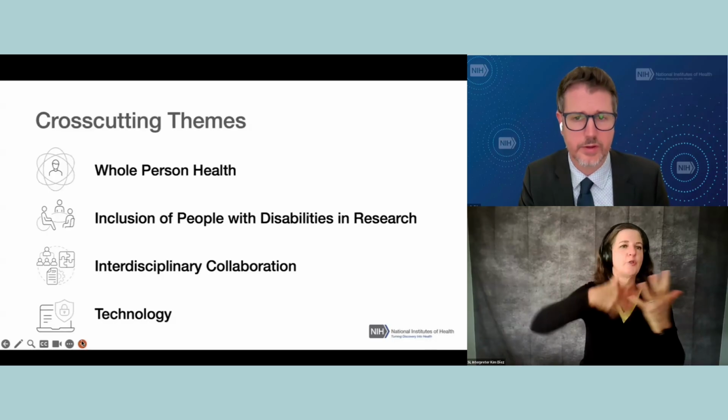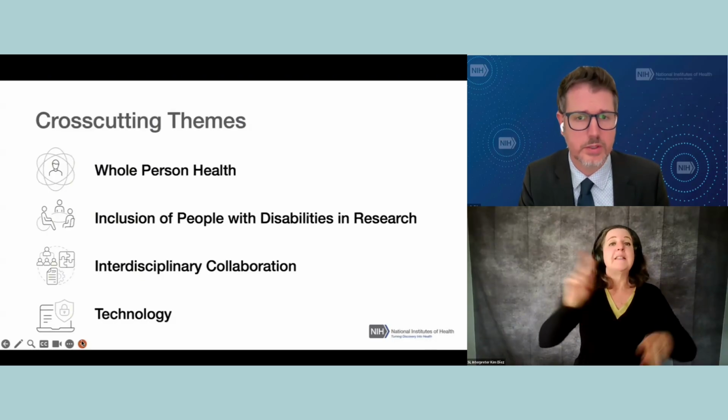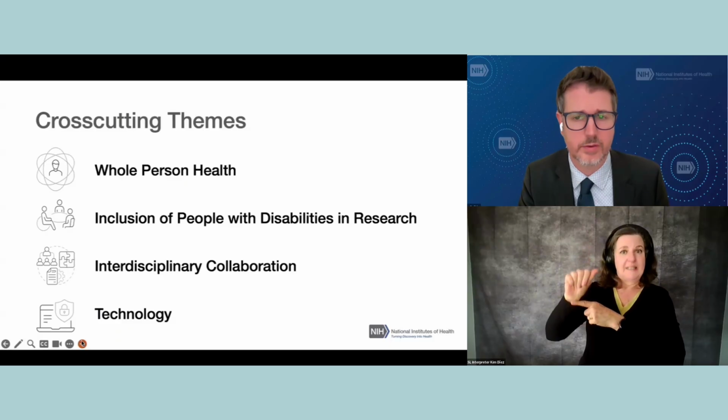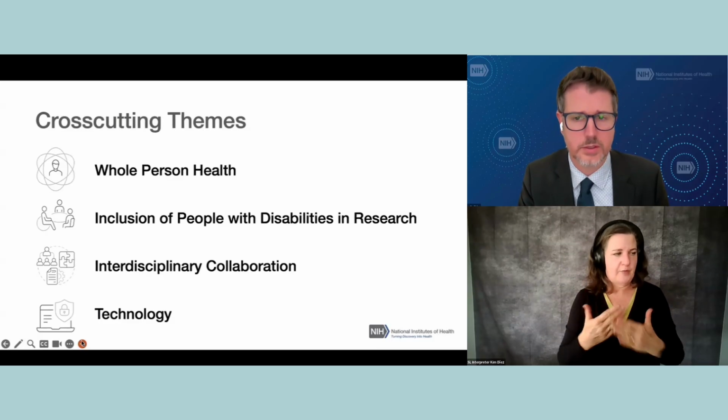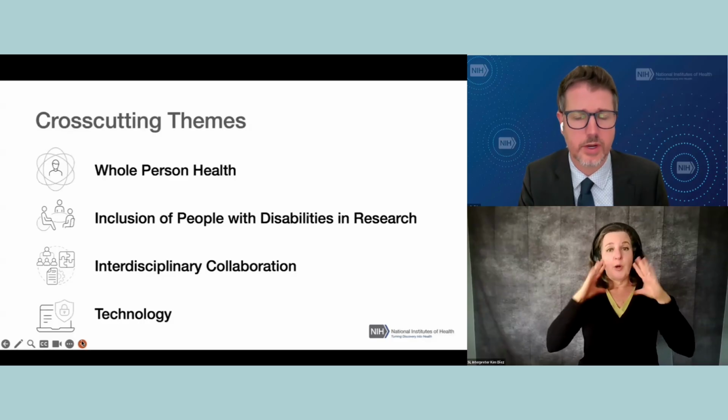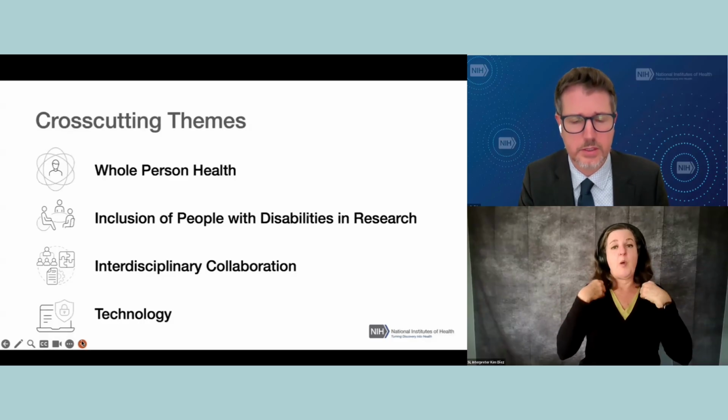Disabled people have historically been defined primarily by their disability and not viewed as a whole person capable of living a healthy life. Rather than focusing solely on treating specific conditions, whole person health focuses on promoting health and well-being across the lifespan for everyone, including those with disabilities.